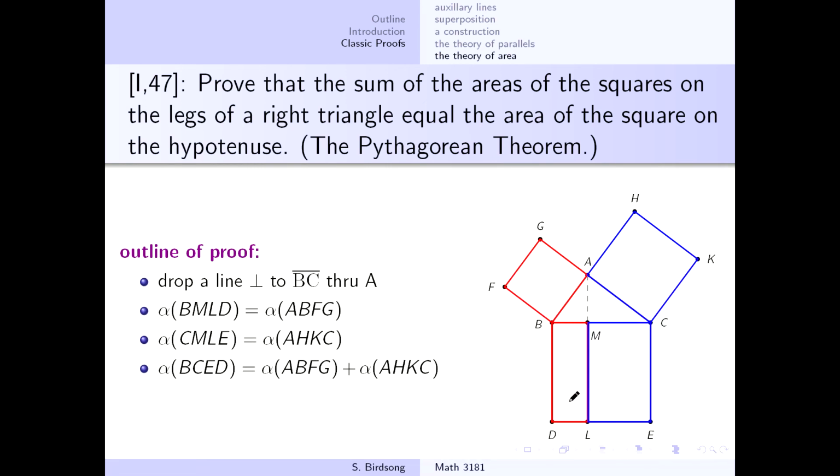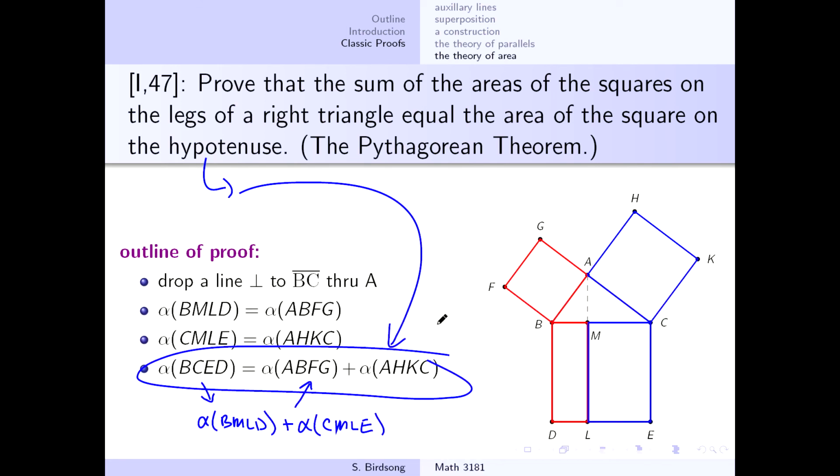We'll then get that the area of the entire square is, and there's actually a middle step here, the area of BMLD plus the rectangle CMLE. Since we already know that those are equal to the areas of the squares, that'll give us the result we care about, because remember, the sum of the areas of the squares on the legs equals the area of the square on the hypotenuse. In formulas, that literally means we are trying to get to that result.